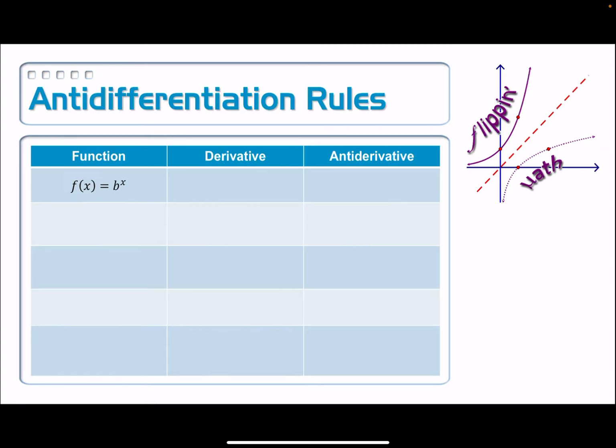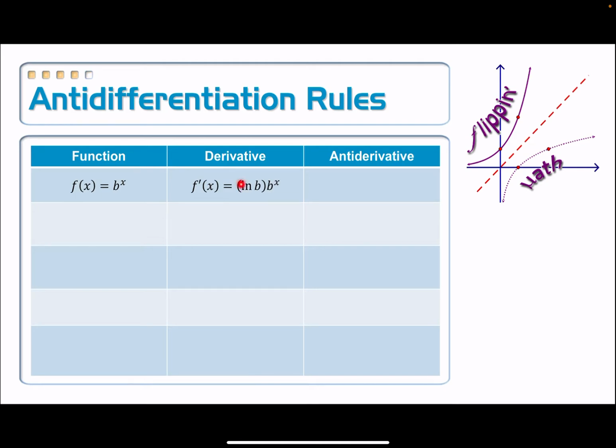Let's look at a couple more of these things. So here I have just a general exponential function. The base is b, not necessarily an e. So I know that when I take its derivative, remember I had to scale it by the natural log of that base. So its derivative is the natural log of b times b to the x.